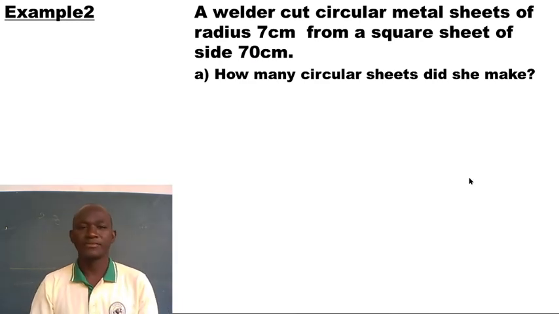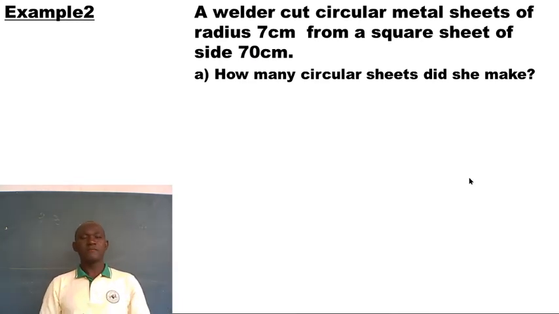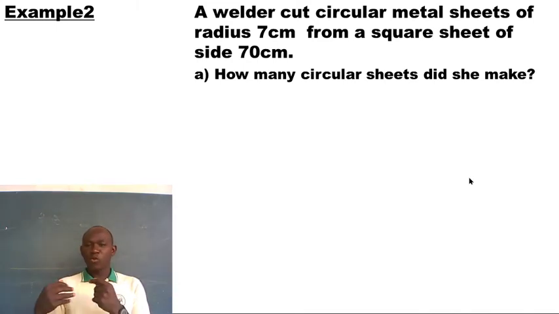Now let's look at example 2. This time we're going to the welding group. These people use metallic sheets all the time, in most cases. A welder cut circular metal sheets of radius 7 centimeters, again the same radius, from a square sheet of side 70 centimeters. It is still a square metallic sheet. I repeat, it is still a square metallic sheet.